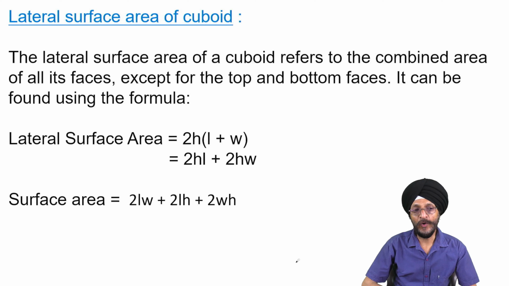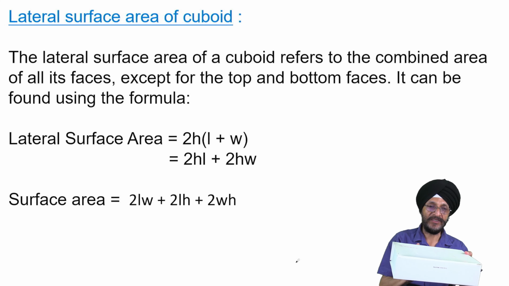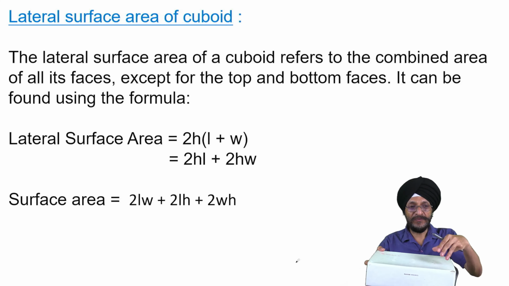Now we are to learn about lateral surface area of cuboid. In our previous lecture, we had learnt about the surface area of cuboid. For the purpose of repetition, we will again say that when we calculate the surface area of cuboid, we take all the 6 areas: first, second, third, fourth, fifth and sixth. All the 6 faces, we had added the areas of 6 faces and it had come as surface area of cuboid.